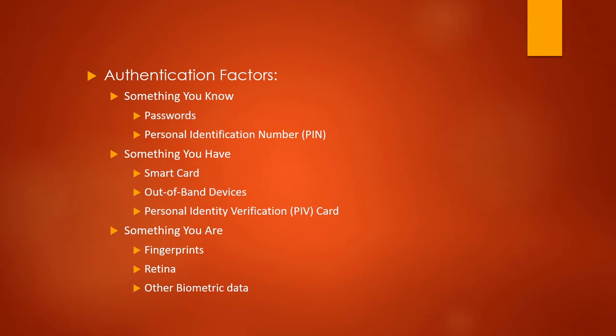Now, in order to achieve MFA, you must use two or more authentication factors to prove your identity. This means that you would not have MFA if you are using a password and a PIN to authenticate to a system, because both the password and the PIN are something that you know.